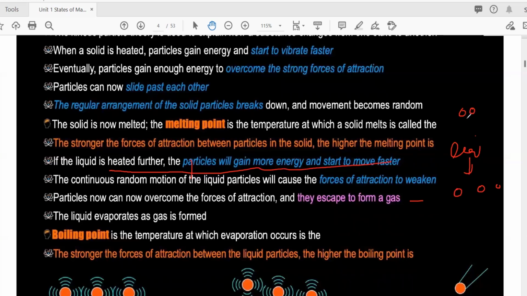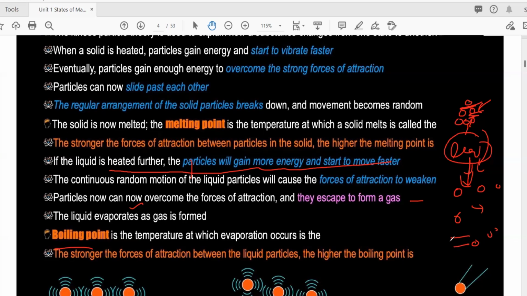Let's say before they are close to each other, now they move far away from each other. So this is known as the gas. In other words, in liquids, particles get more energy and they move away from each other. Whatever force of attraction they have in between, it becomes weaker and they convert into a gas. When a liquid converts into a gas, that process is known as evaporation or boiling.